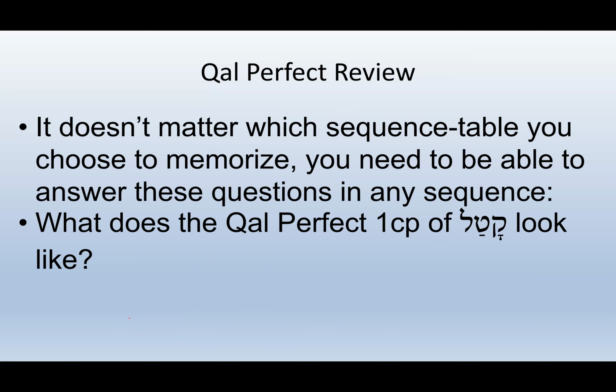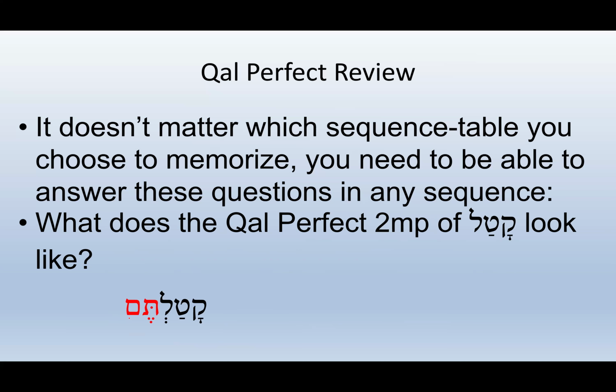And the first person common plural of Catal is Catalnu. And we have the nu ending for first person plural. And the second person plural of Catal is Cataltem, with a tem ending, second masculine plural. And then the third feminine plural of Catal is Catalten with a ten ending. And finally, the third person common plural of Catal is Catalu, with a shureq at the end. So those are the things you want to be able to recognize for sure. Which person, what gender, and what number for each of the subformatives.